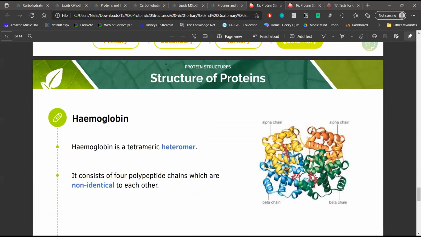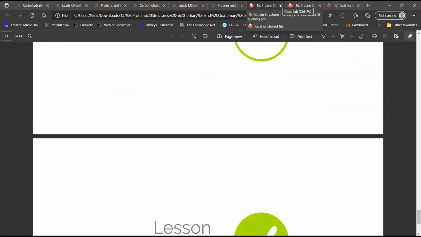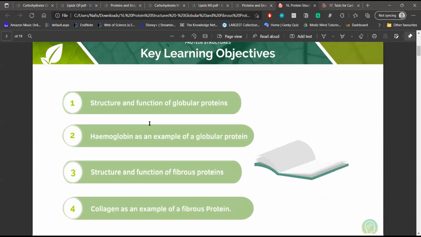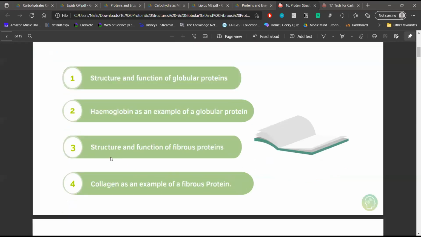So remembering hemoglobin, therefore, is a tetrameric heteromer. So four different chains, which are non-identical. Bit of a mouthful, that. Don't need to know that much detail, though. Okay, this usually comes up as a 5 to 6 mark question. So being aware of a lot of this would be quite useful.